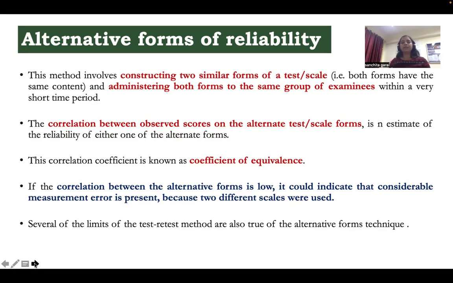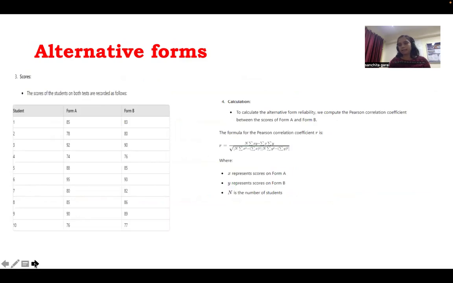So the correlation between observed scores on the alternative test or scale forms is an estimate of reliability of either one alternative form. This correlation coefficient is also known as the coefficient of equivalence. If the correlation between the alternative forms is low, it could indicate that considerable measurement error is present, because two different scales were used. Several of the limits of the test-retest method are also true in the alternative forms of reliability.